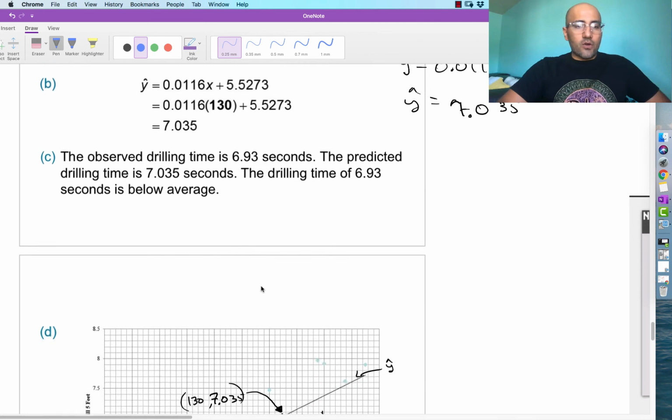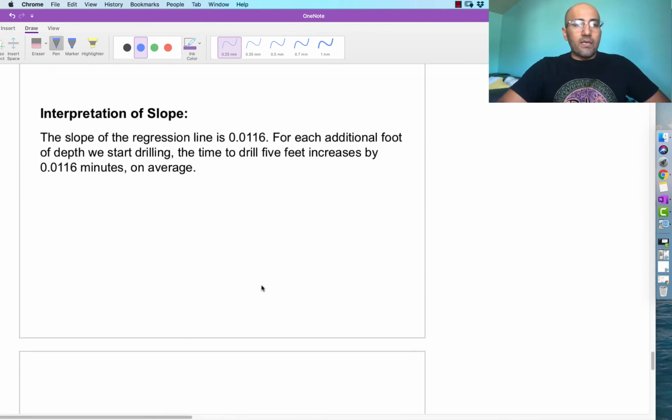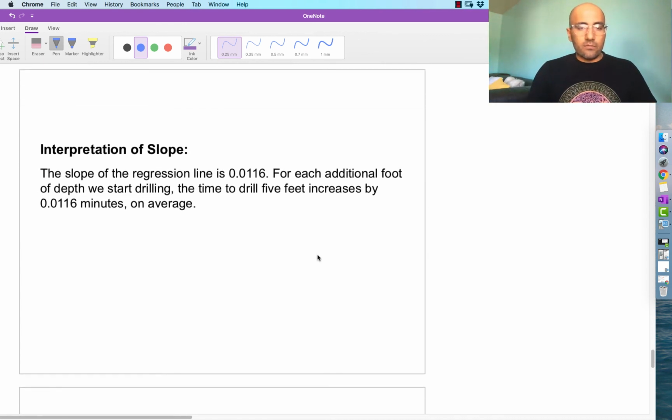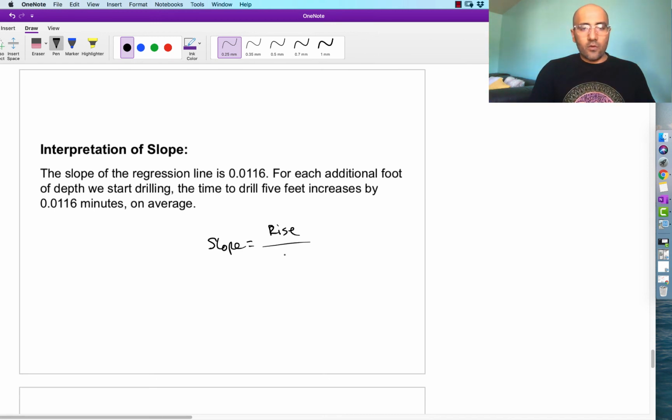And back to this. So one last thing, interpreting the slope. The slope of the regression line is 0.0116. Remember that slope is rise over run, just in general. So whenever you're given some sort of slope, like let's say this slope equals 0.0116, we can always convert it into a fraction by putting a little 1 there.